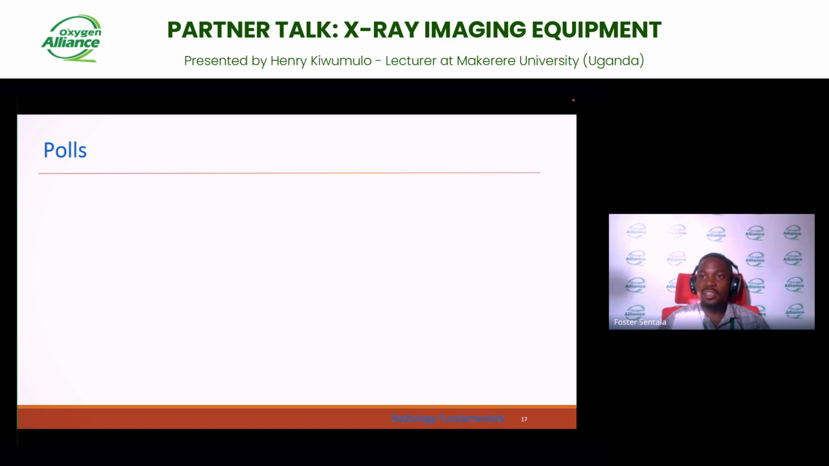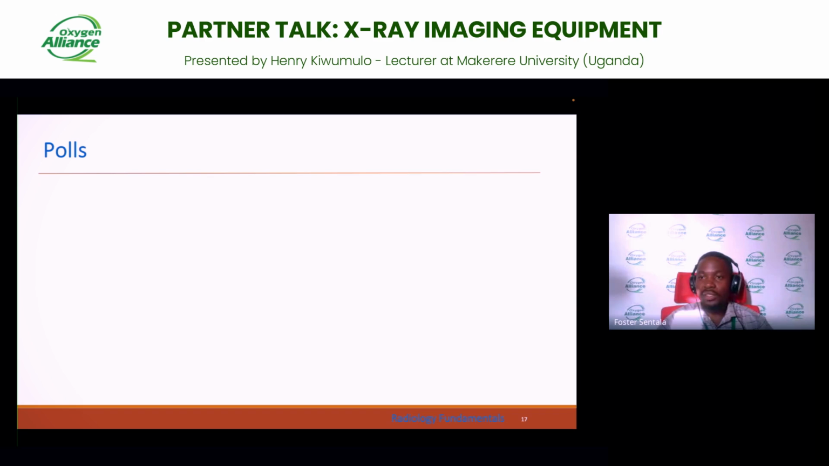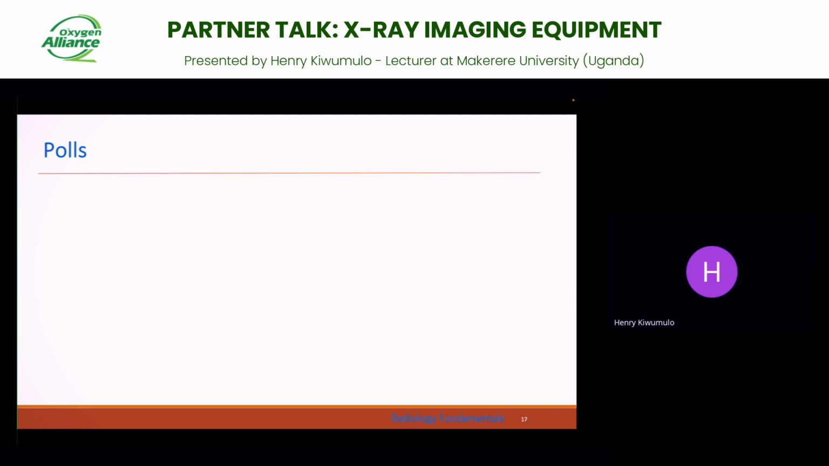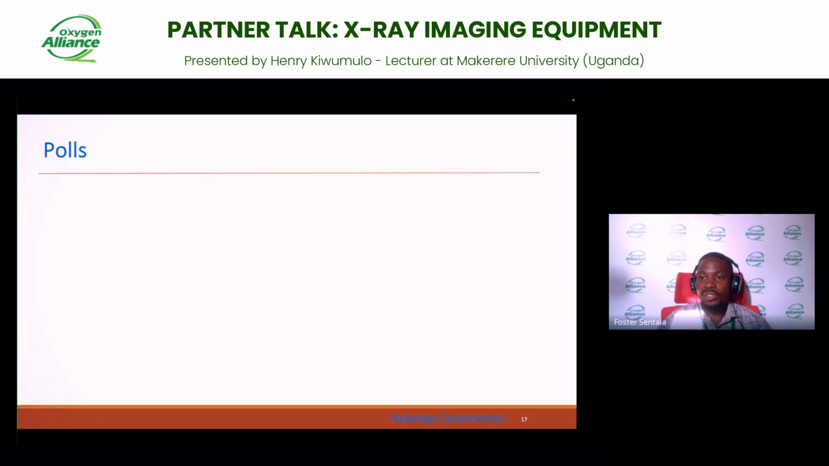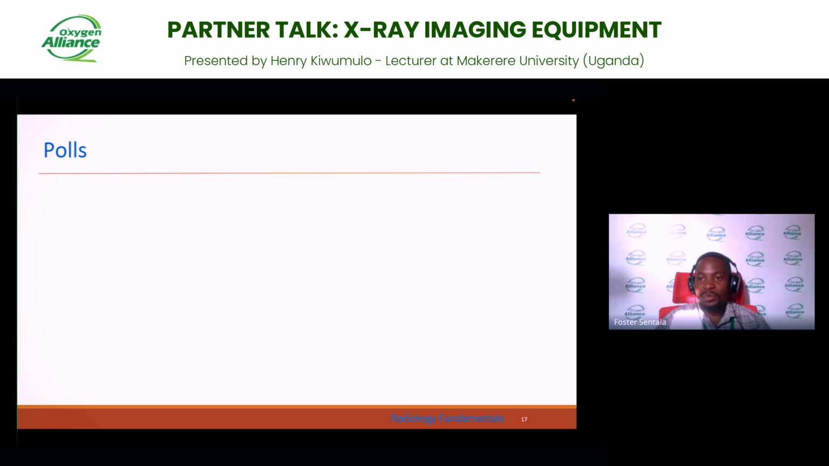The first question says, which type of X-ray machine do you have at your facility? So you can answer that question. The second one reads, what do you think should be the next step in equipment planning after procurement is done? So there are also three options there. The last question reads, which of the following X-ray components is used to reduce the size of radiation field to the area of interest. So please, may you take part in these questions.